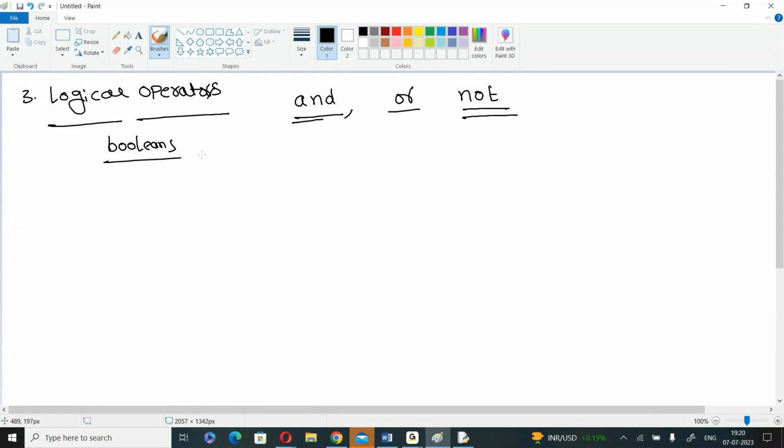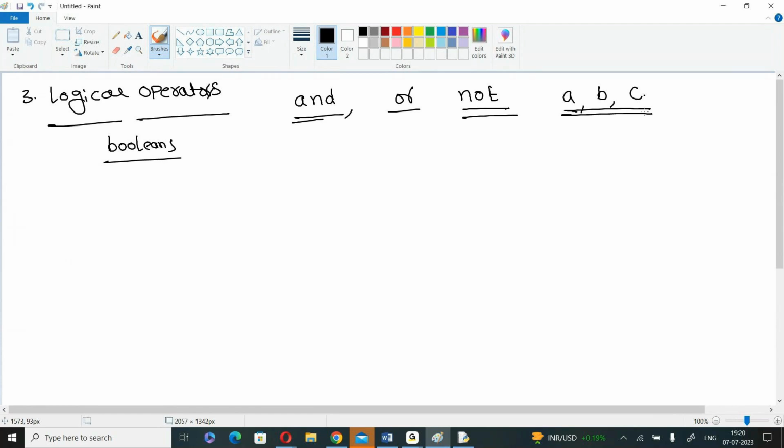In the simple sense, if you are checking more than one condition, understand carefully. I have given three numbers to you, A, B, C. Your question is, check whether the number A is greater than B and greater than C. Again I am repeating, check whether A is greater than B and C.